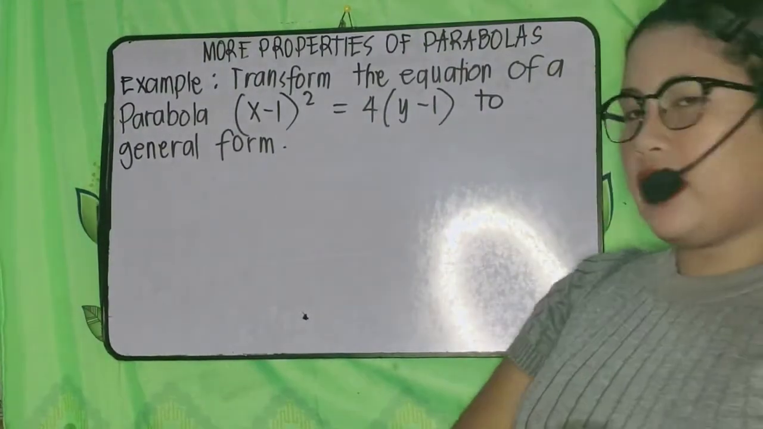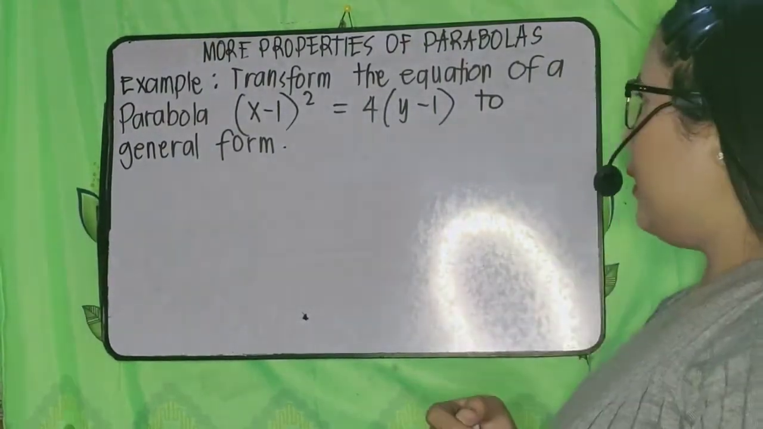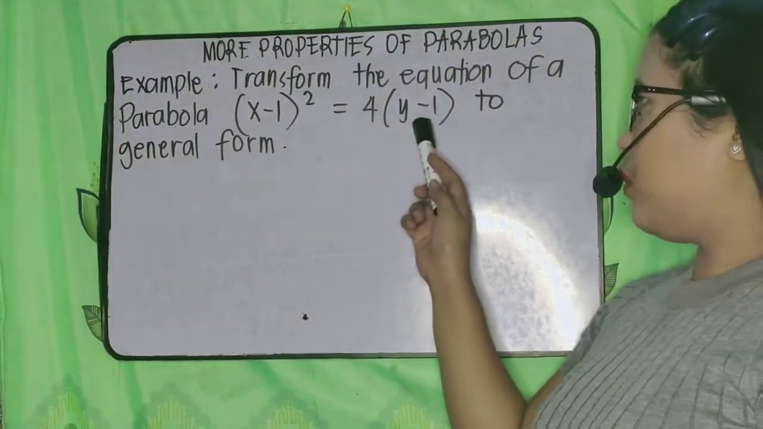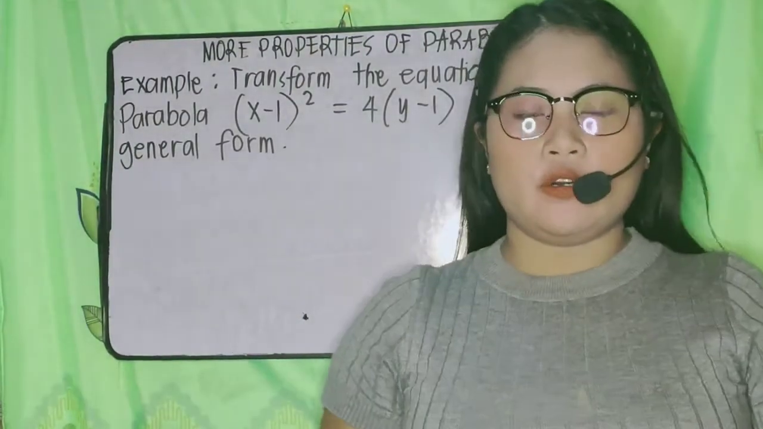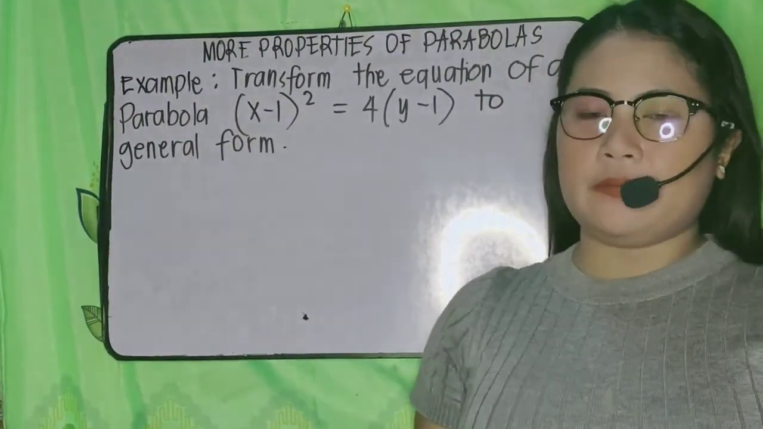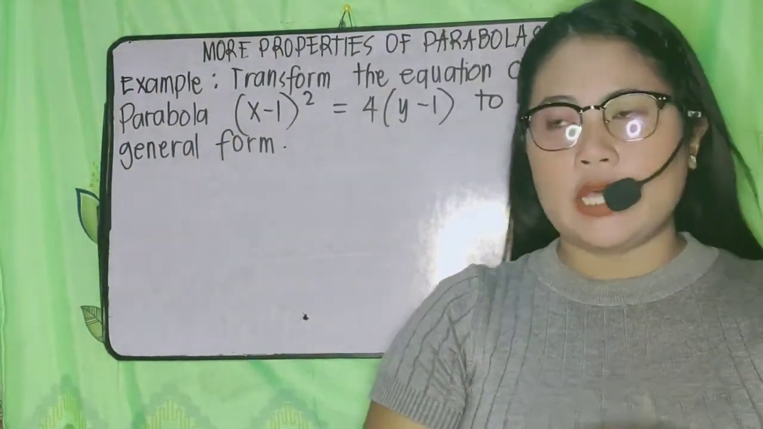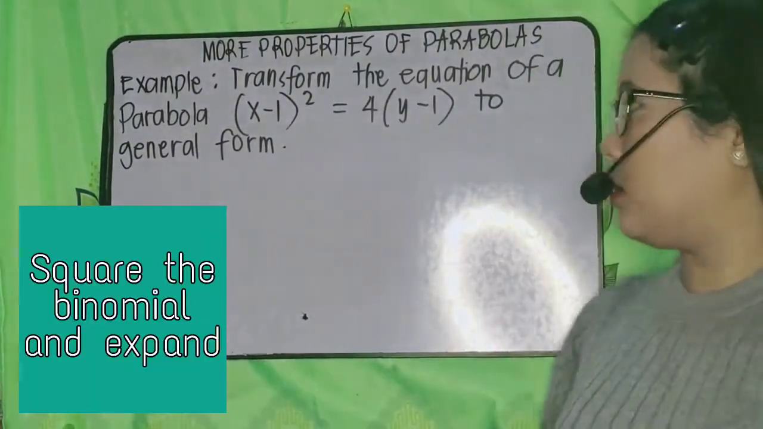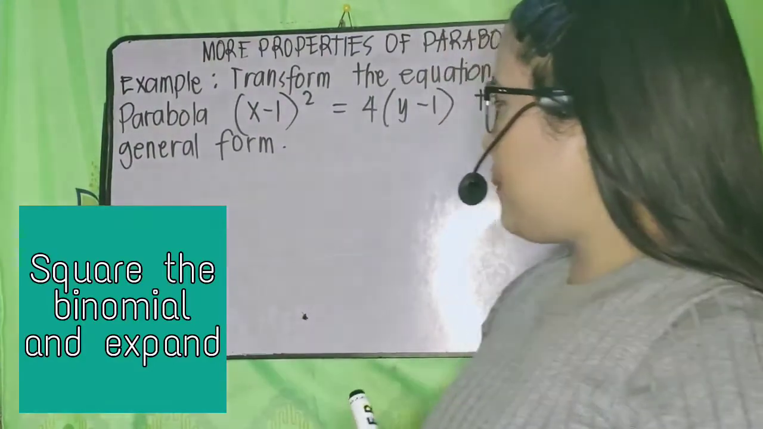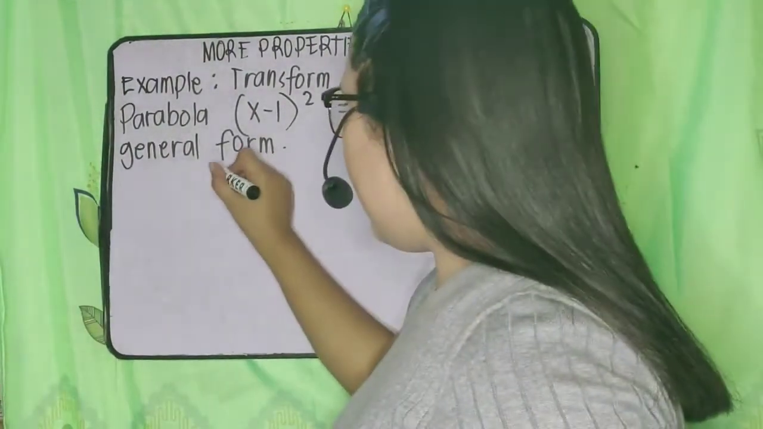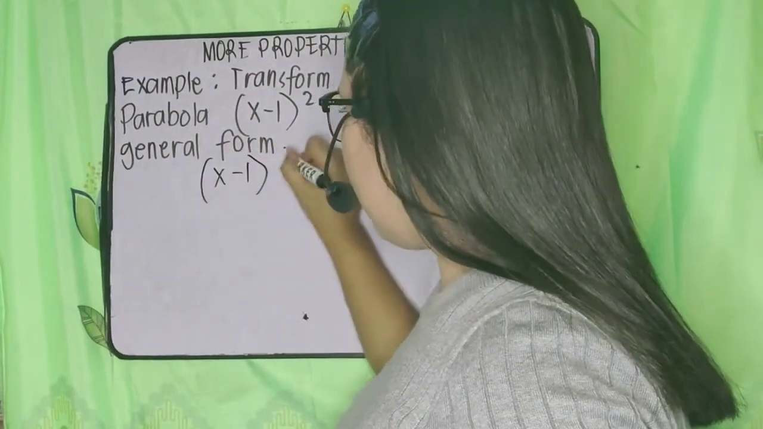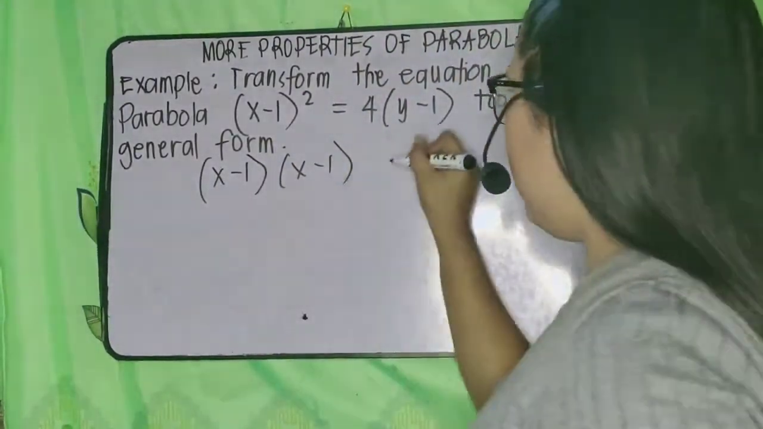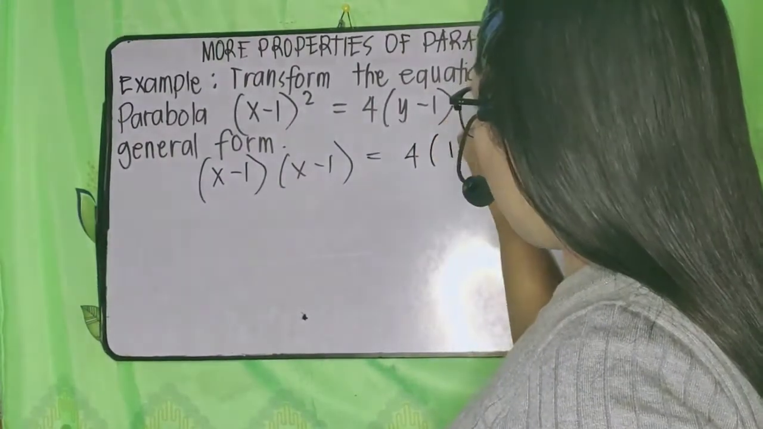Okay, so let's proceed to our given examples. Example number 1: transform the equation of a parabola (x minus 1) squared equals 4 times (y minus 1) to general form. For our given example, we're going to follow 3 steps. First step, we're going to square the binomial and expand. So we expand x minus 1 squared: we have x minus 1 times x minus 1. We will use the FOIL method. And also copy 4 times y minus 1.